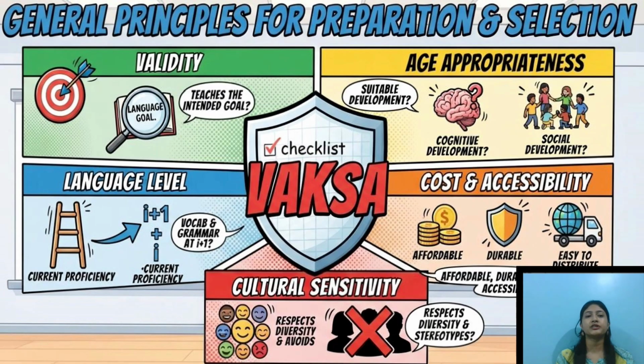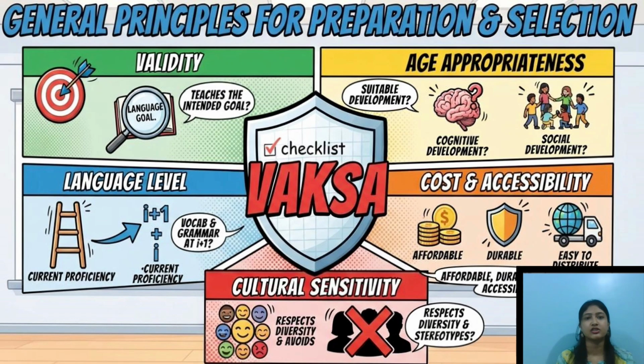Now, moving on to the general principles for preparation and selection, the first point that comes is validity. The learning resource should be valid. It should be related to the chapter that is being taught in the class and should not be something absurd or out of context. Then it should be age appropriate. A student who is learning something in class 6 should not be given a learning resource of class 9, because that would not make any sense and it would not help the child. It would only increase his confusion.